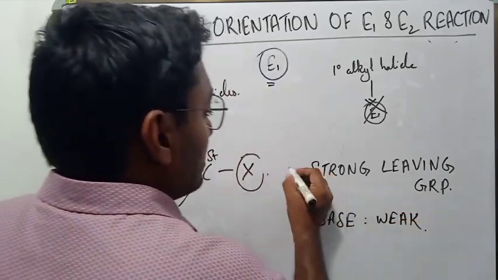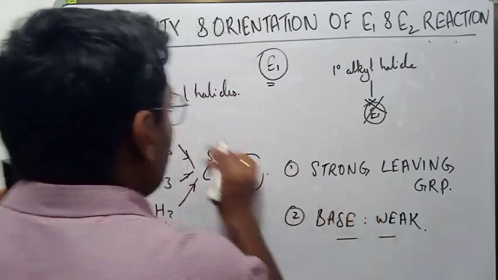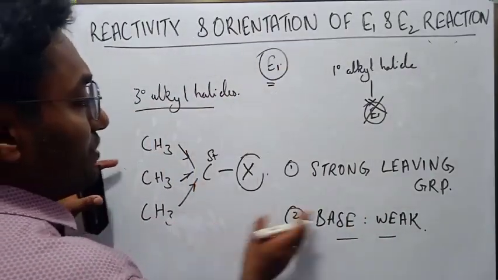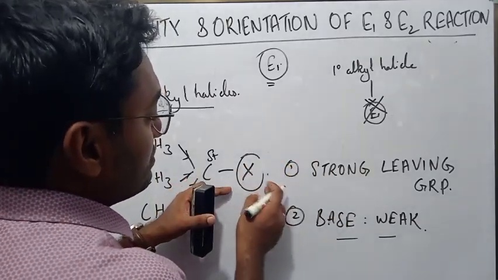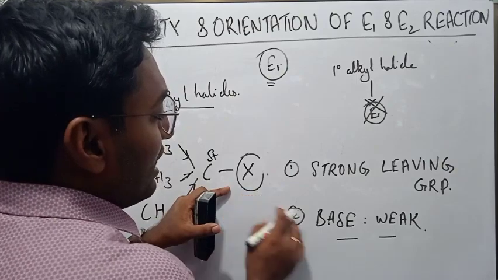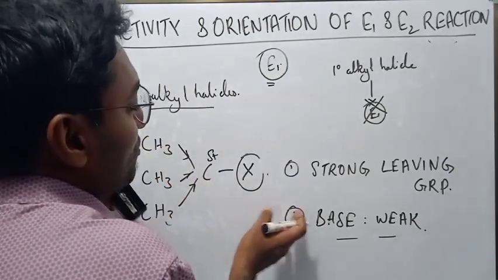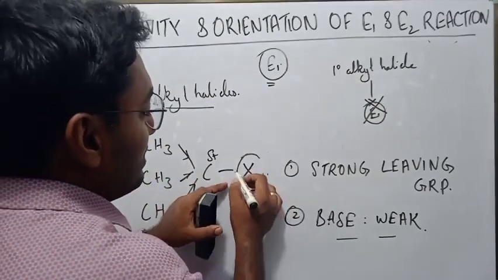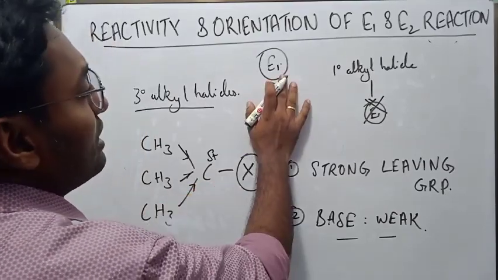If these two conditions are prevalent in the reaction, then tertiary alkyl halide would go for E1 reaction. If the opposite is the case, if the leaving group is weak such that it does not ionize, and the base is strong such that it knocks out a proton, then it would always go for E2 reaction. But if the leaving group is strong enough, it would immediately ionize and go for the E1 reaction.